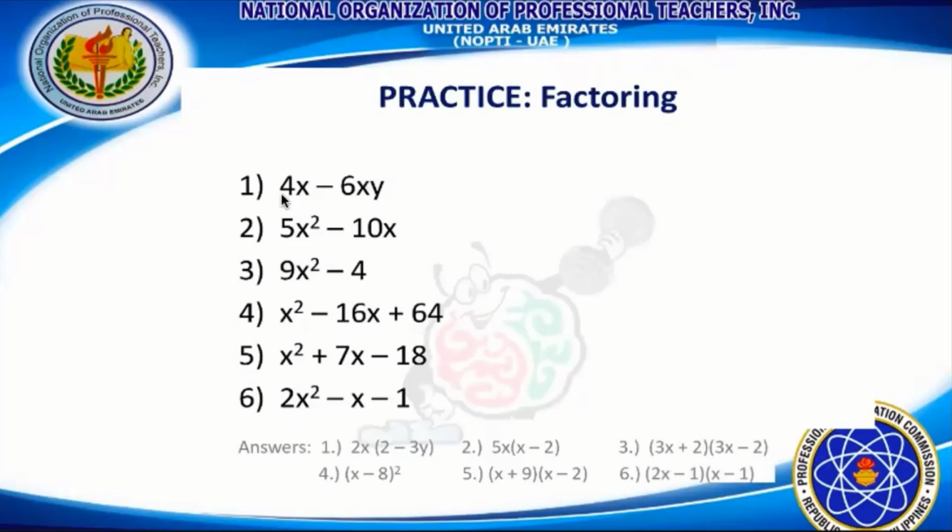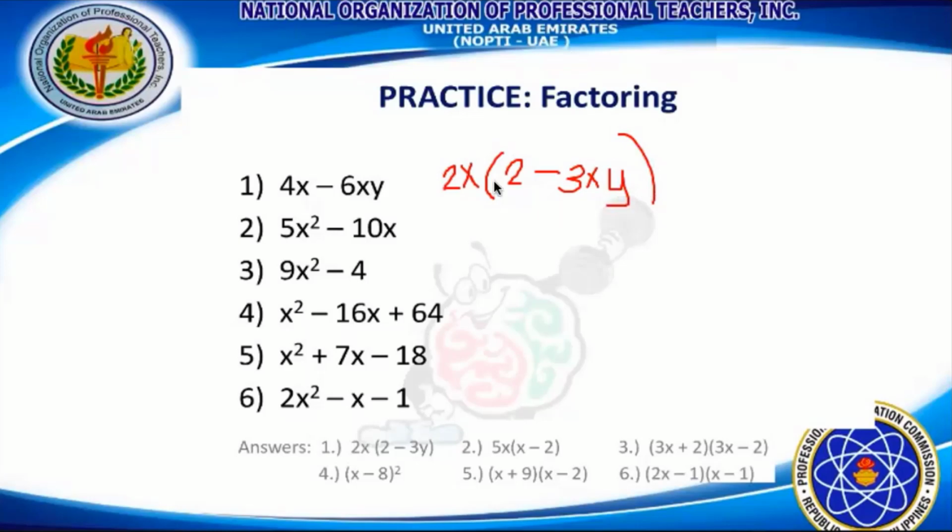Pag factors, ibig sabihin, tingnan mo yung common. So, ang common dito is 2x. So, 4x divided by 2x is 2. Minus 3x. Tapos si y, isulat mo na lang siya kasi wala naman siyang kinalaman doon sa 2x. So, yan yung factored form ng 4x minus 6xy.